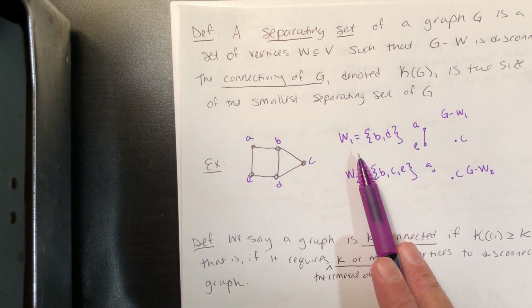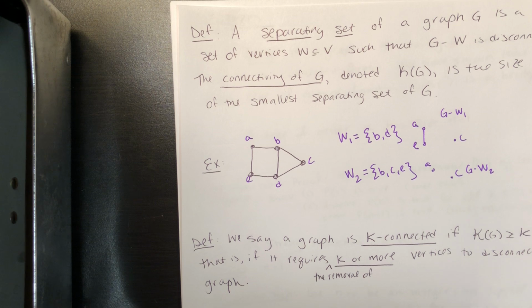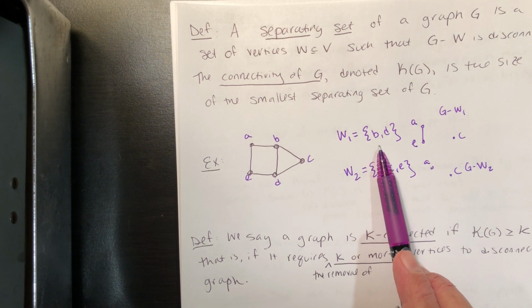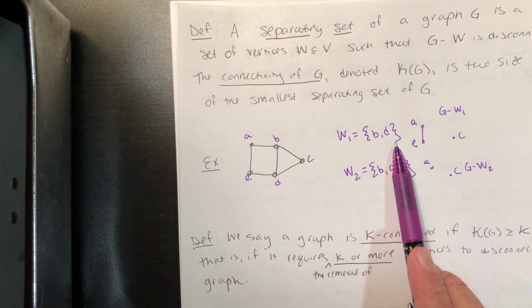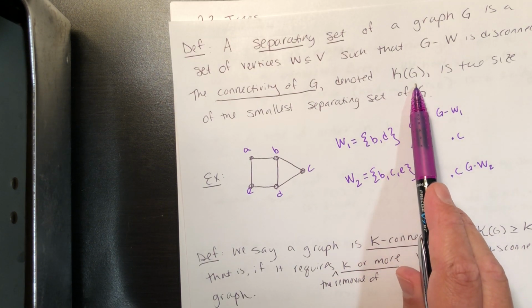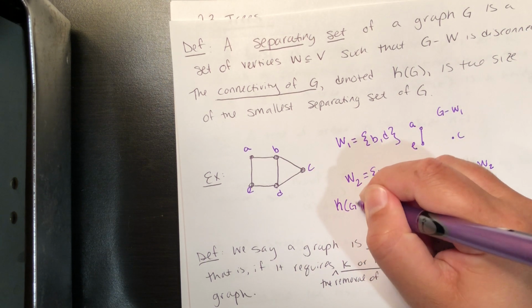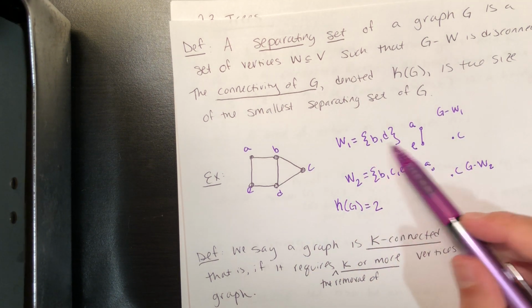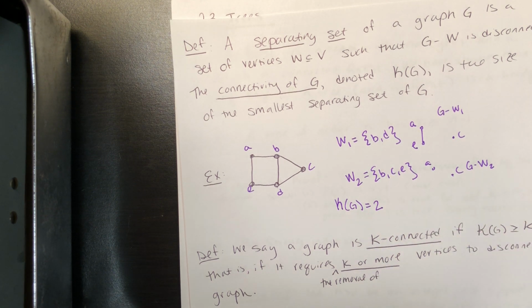But essentially what we want to get at is how can you minimally disconnect this graph? What's the fewest number of vertices that you could delete in order to disconnect this graph? We said it can't be one, you can't delete a single vertex, but we've shown that it's possible to delete two vertices and disconnect the graph. So we say that the connectivity of this graph is 2. In general, kappa of G, the connectivity of G, is the size of the smallest separating set of G. So kappa of G is going to be equal to 2 because we've found a separating set with 2 vertices, and we know that it's not possible to disconnect this graph using fewer than 2.